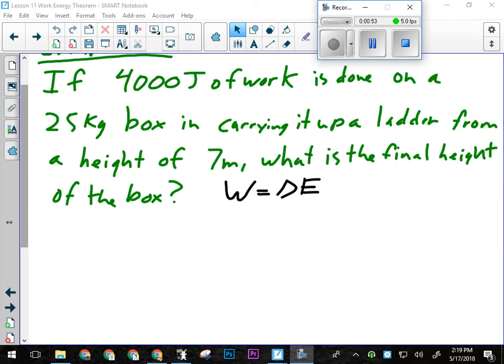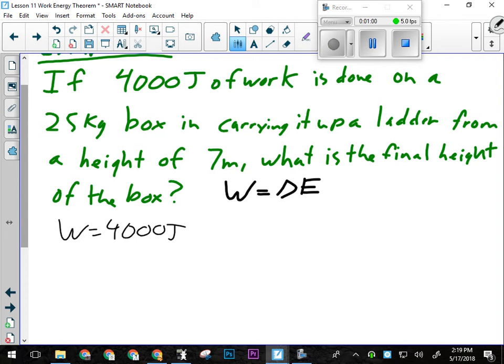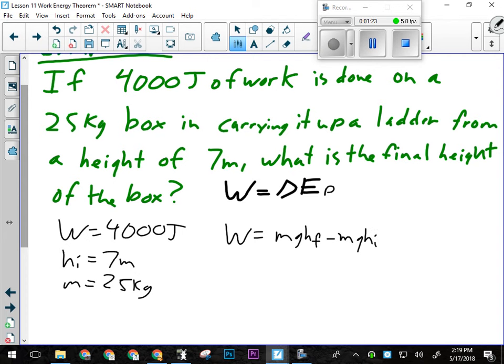All right, so we have 4,000 joules worth of work being done. So we know W is 4,000 joules. And what kind of energy is being changed here? Potential. So we can just fill in that this is EP. We're going from a height of 7 meters to a final height that is unknown, and we're carrying 25 kilograms worth of mass. So we know that work equals mgHF minus mgHI. And this time, mgHI is not 0 because the initial height is 7, not 0.